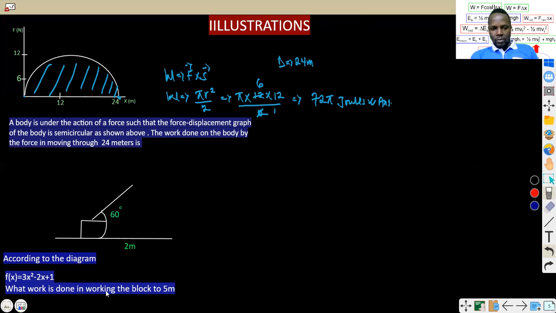It's not working, you're not working anything, you are moving. You are moving the block to 5 meters. Well, anyway, we have a block, even though it is not drawn to scale. We can only show you the direction of motion. It is from 2 meters now, we are moving into 5 meters.